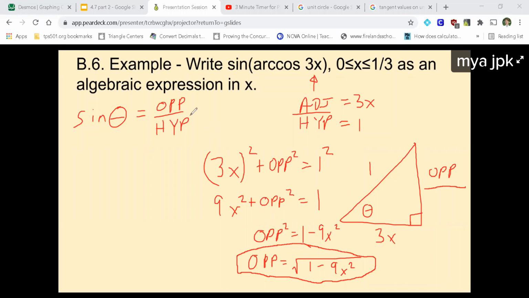And so if we plug in, the opposite side is the square root of 1 minus 9x squared, and the hypotenuse is 1. So the final answer is the square root of 1 minus 9x squared.